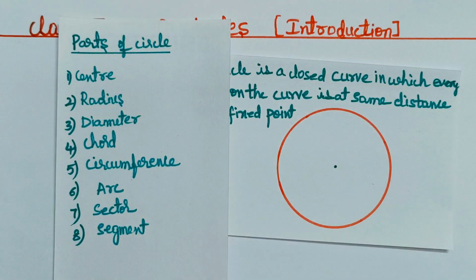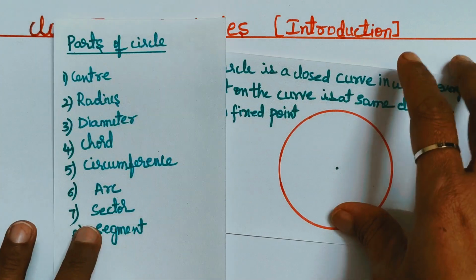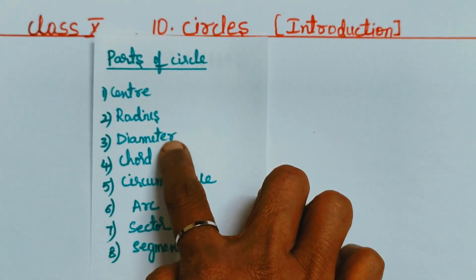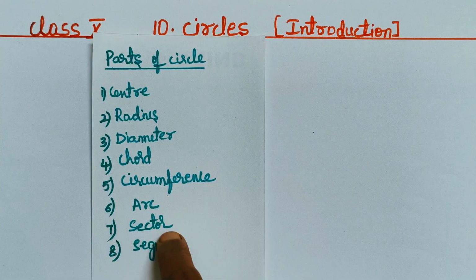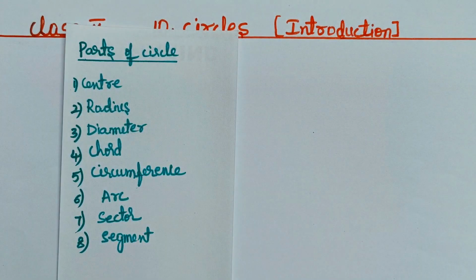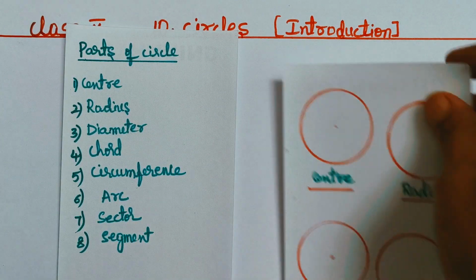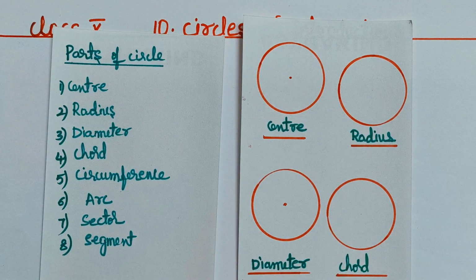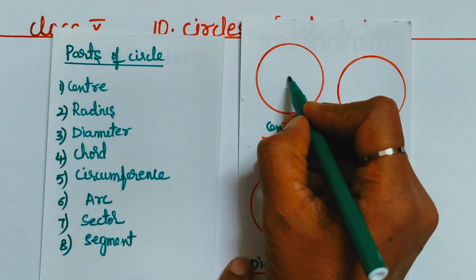Next, parts of a circle. Now we are going to learn what the parts of the circle are: center, radius, diameter, chord, circumference, arc, sector, and segment. Now, what is the center of the circle? Carefully listen. The midpoint of a circle is called the center of the circle.